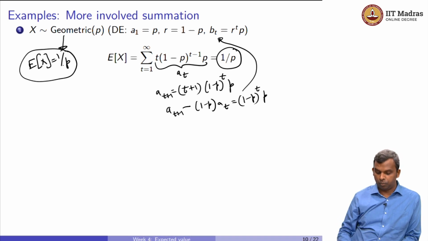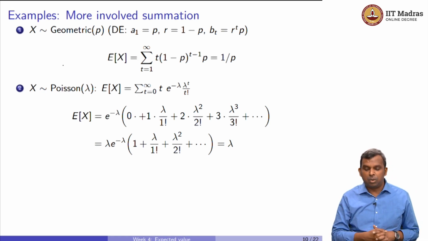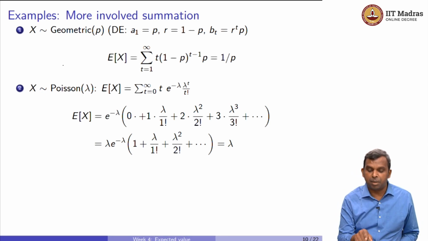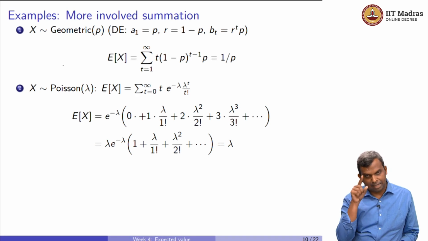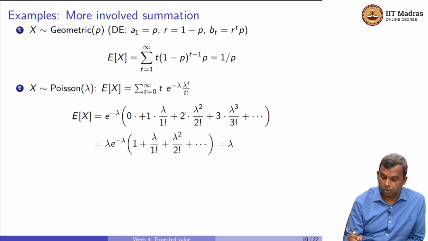Good to know. So now for Poisson, you have to do a little bit more trickery. You have the summation t times e power minus lambda, lambda power t by t factorial. This t and t factorial will cancel. Remember, t factorial has a t in it, doesn't it? So 2 into 2 factorial, you can cancel the 2. 3 into 3 factorial, you can cancel the 3. So that's something you can do.